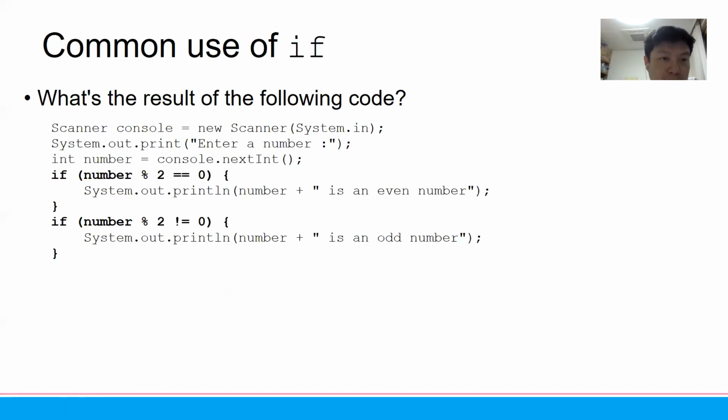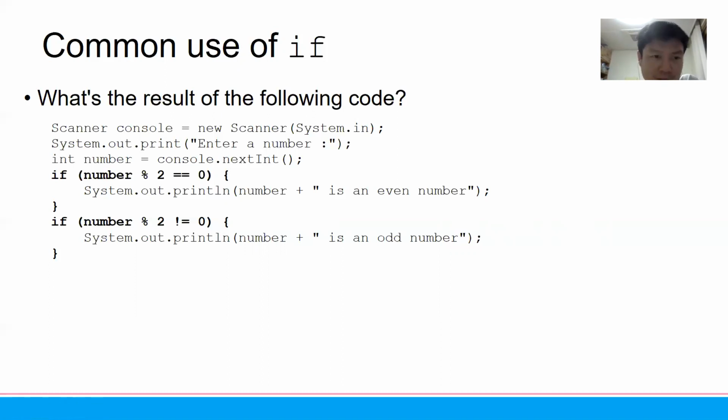Okay, let's check. We have the scanner console because the new scanner System.in, and I have to enter a number. So this is the problem. You need to insert a number, and the number will be an integer because we know that console.nextInt, and after that I will need to check. Okay, if the number is modulo 2, what is modulo? We want to get the remainder value.